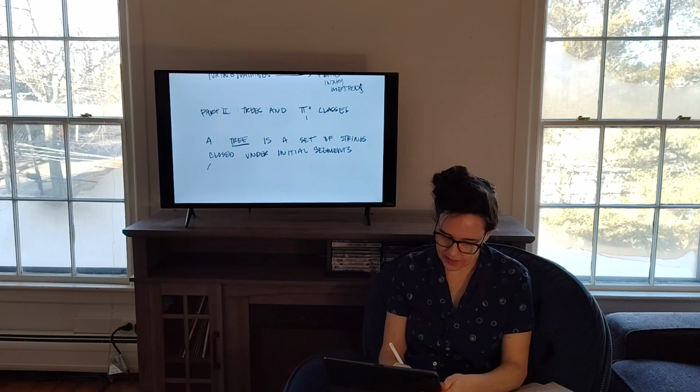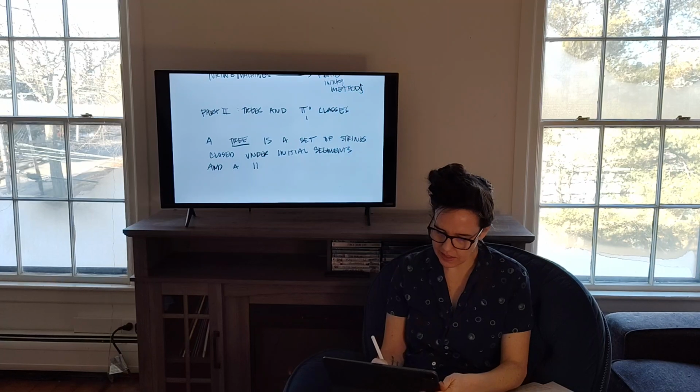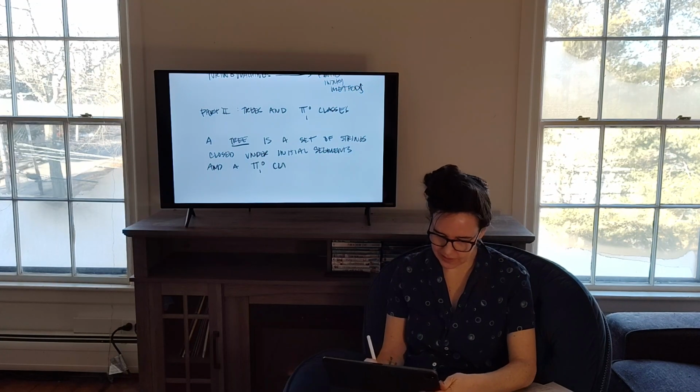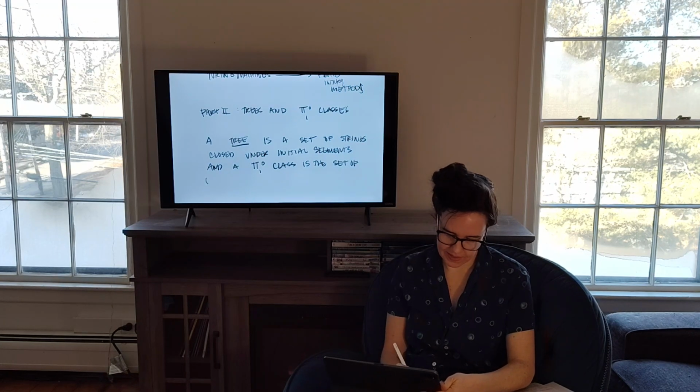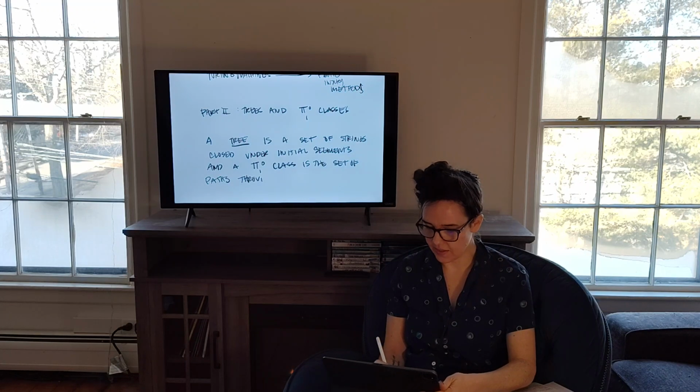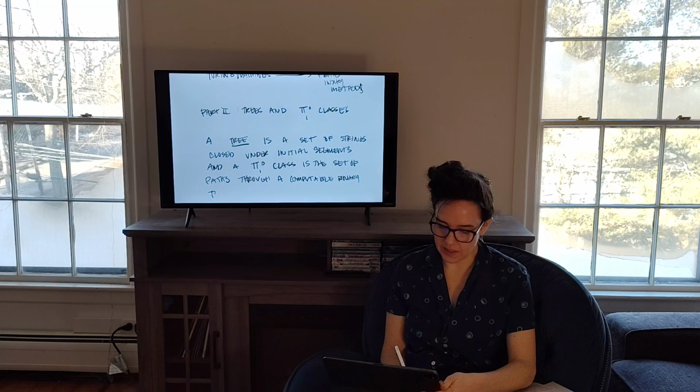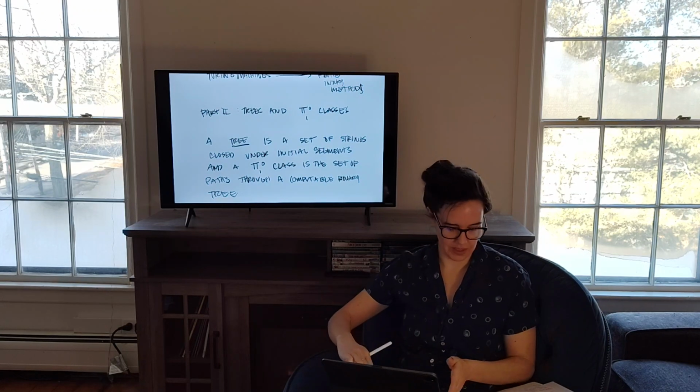And a Pi 1 0 class is the set of paths through a computable binary tree. That would be fun to look at.